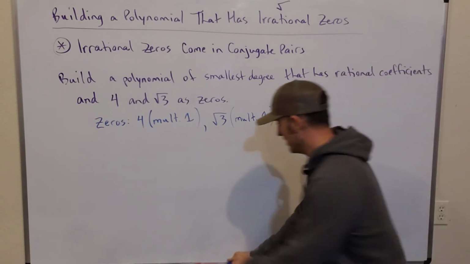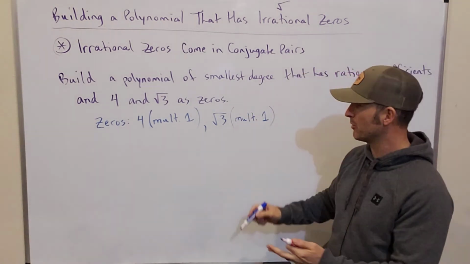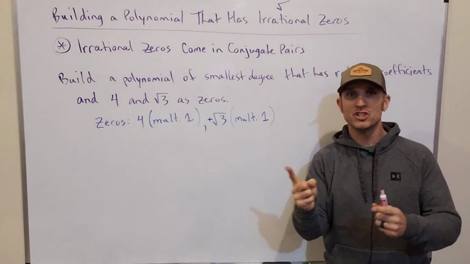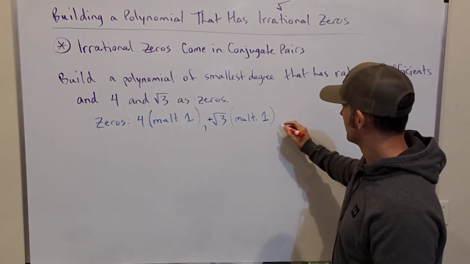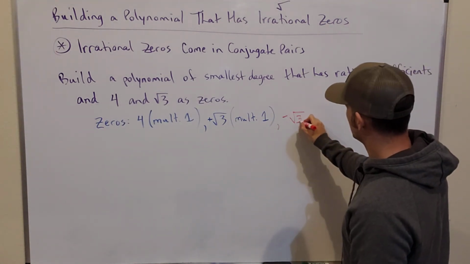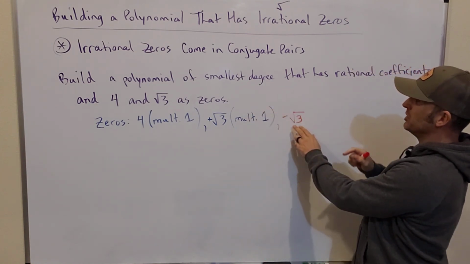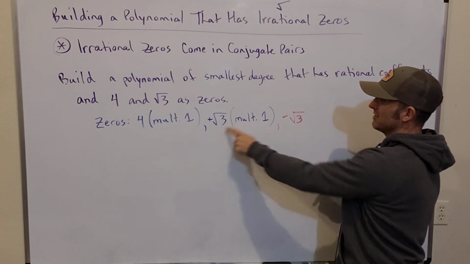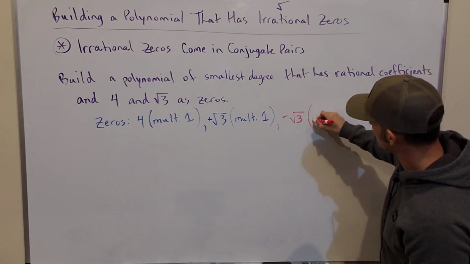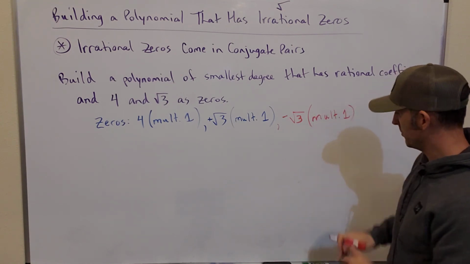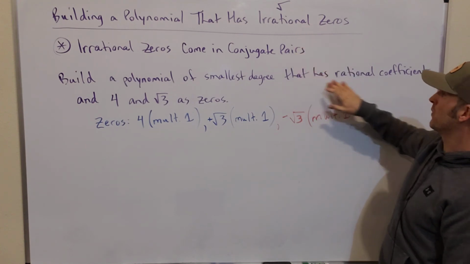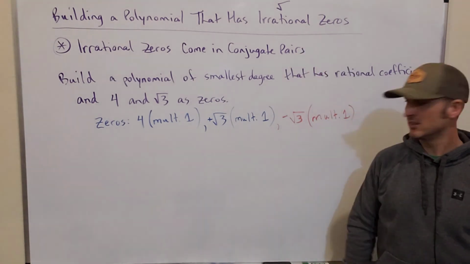Now, what is the conjugate of this? Well, if you think about the square root of 3, like with the quadratic formula, this square root is a positive square root of 3. So its conjugate would have a minus square root of 3. Okay, this is the conjugate of the positive square root of 3. It is not given to you in the problem, but you have to know to build in the conjugate to ensure that together they're going to give you rational coefficients. Again, to keep the degree small, we'll assume multiplicity 1. Sorry, my red marker seems to be running out. Okay, so that's the big idea here. When you've got irrational zeros and you want rational coefficients, you've got to build in conjugate pairs.